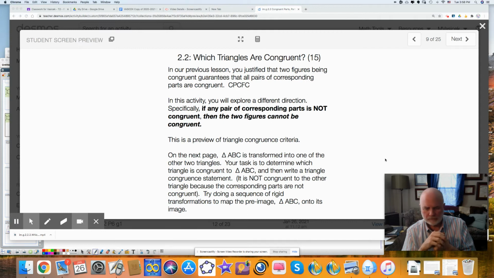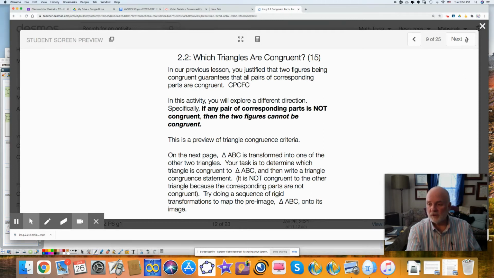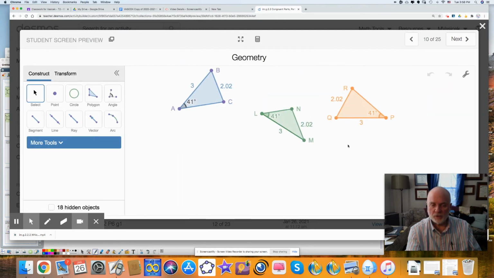On the next page, there's a triangle ABC. It's transformed into one of the other two triangles. Which one? Your task is to determine which triangle it is congruent to, and then to write a triangle congruence statement. It is not congruent to the other one. Even though several of the parts may be congruent, the triangles are not congruent. So try doing a sequence of rigid transformations that maps the one onto the other. I'm going to show you how you would do that. You can watch this video, or you can skip ahead.